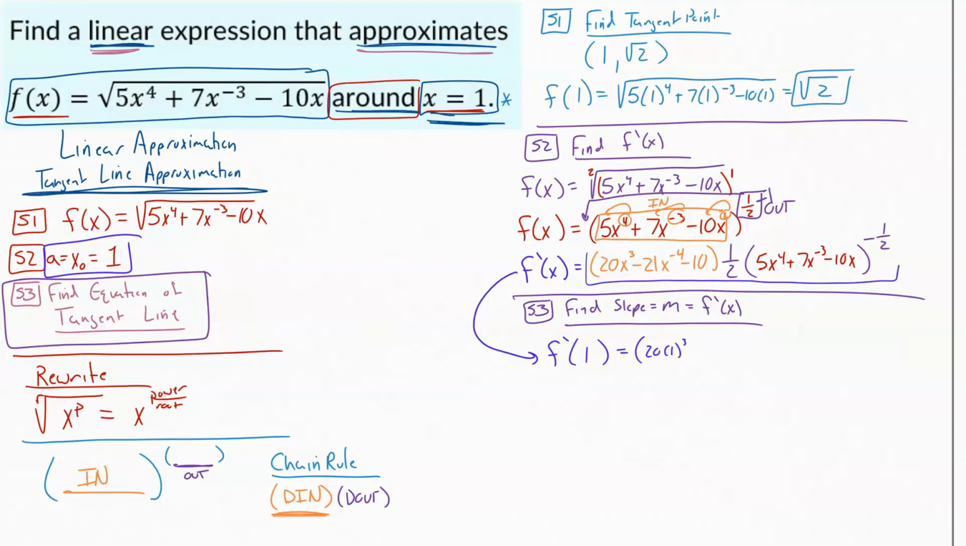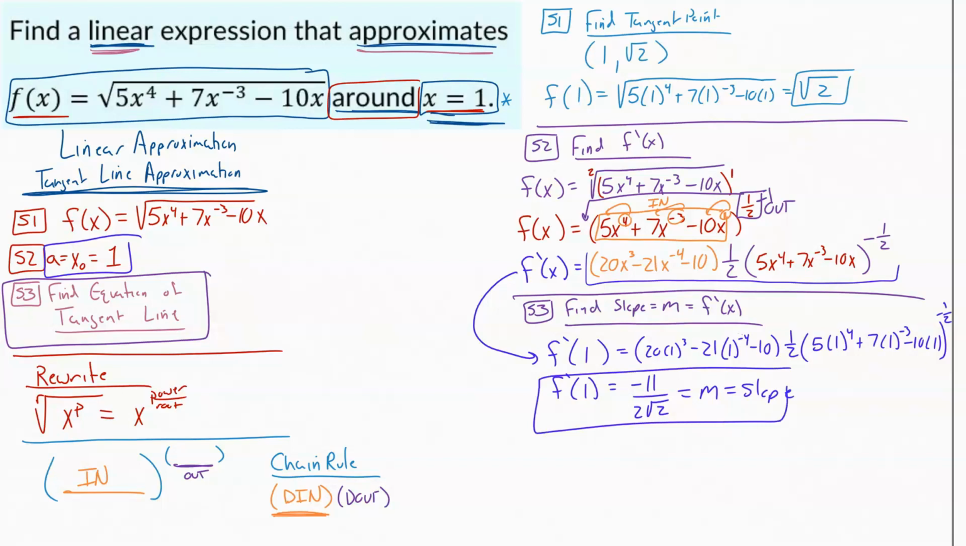So 20 times 1 to the third minus 21, oops, not x. We're plugging in 1 everywhere we see an x. So 1 to the negative 4 minus 10 times 1/2 times 5 times 1 to the 4th plus 7 times 1 to the negative 3rd. Oh my goodness, minus 10 times 1, and all that to the negative 1/2 power. This thing cleans up. You probably have to do it by hand because your calculator and roots don't really go very well together. They always give us nasty decimals. So in this situation, when you simplify it all down, you'd end up with negative 11 over 2 times the square root of 2. This is our m. This is our slope.